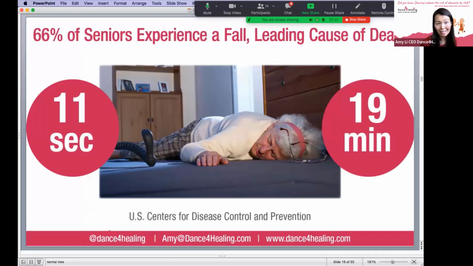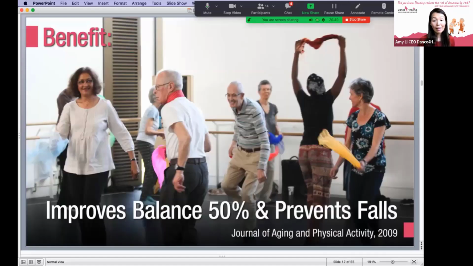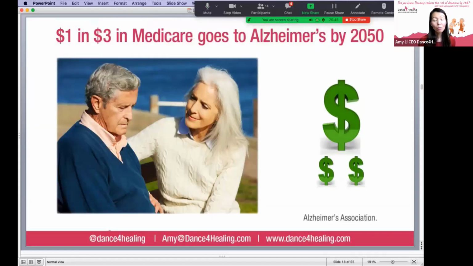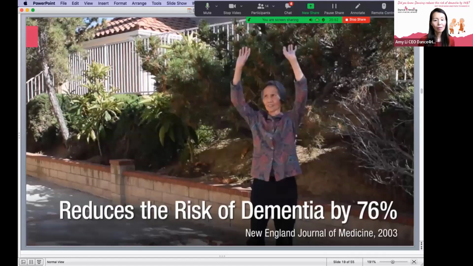Every 11 seconds, an older adult falls, and every 19 minutes an older adult dies due to a fall. Dance can improve balance by 50% and prevent falling. One in three Medicare dollars will go to Alzheimer's by 2050. That's my mom dancing, because she does not want to get dementia.